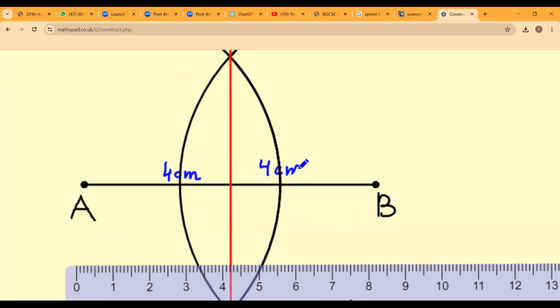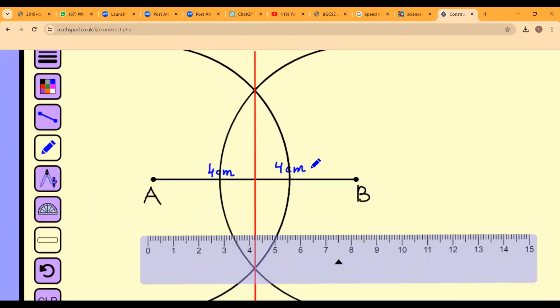It's an 8 centimeter line, and you cut it in half. So this is 4 centimeters, 4 centimeters, and the whole line is 8 centimeters.